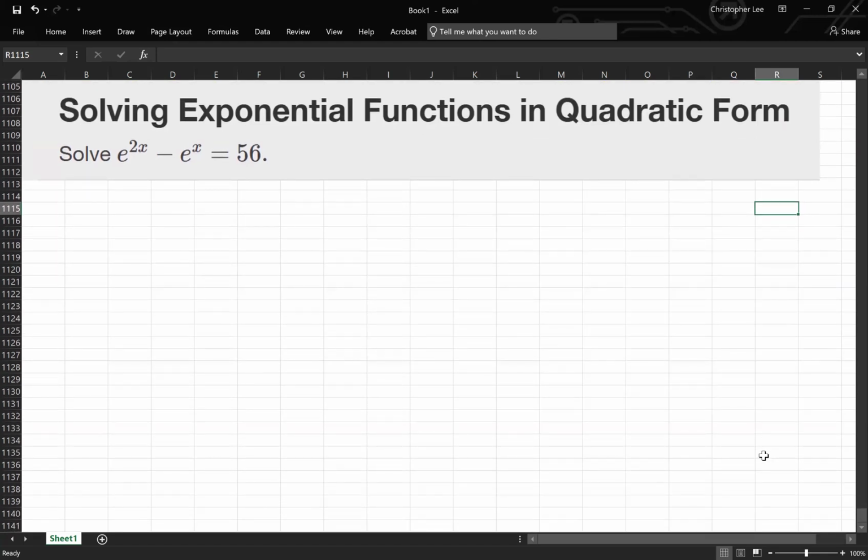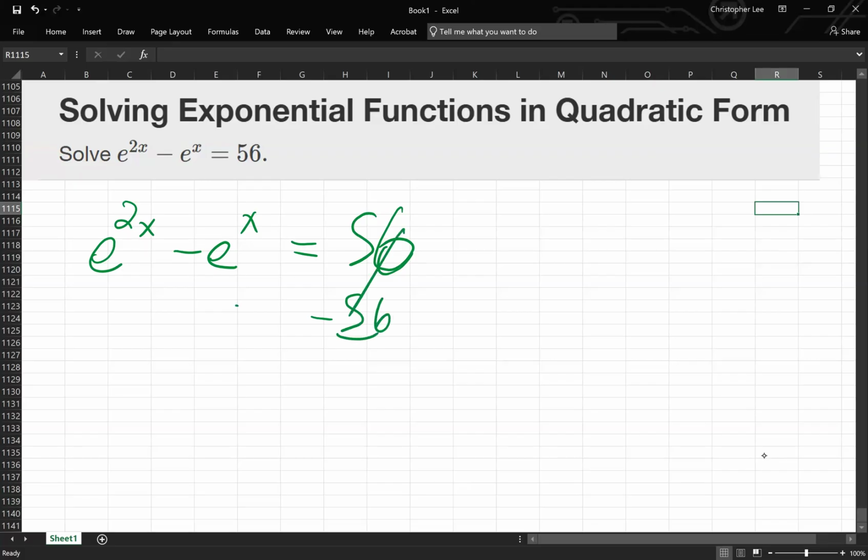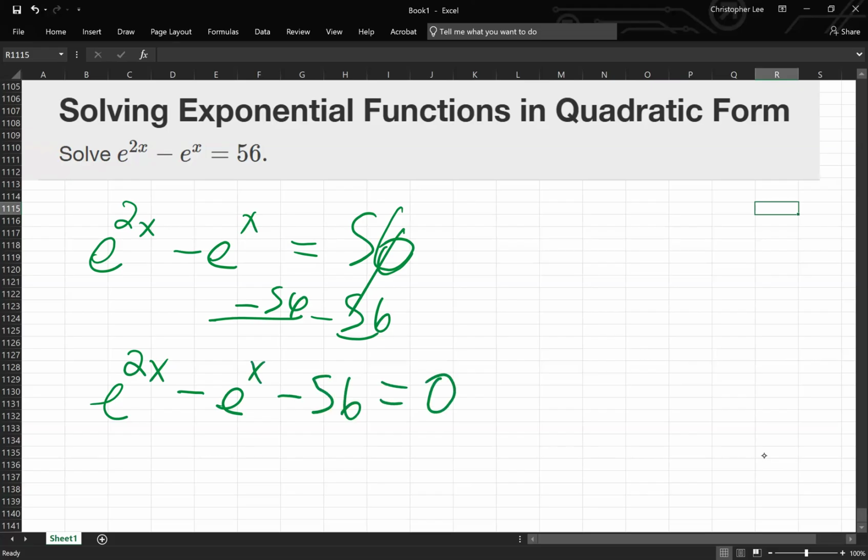Let's try this out. I have e to the 2x minus e to the x is equal to 56. First thing I want to do, subtract 56 from both sides. Now I have e to the 2x minus e to the x minus 56 is equal to 0. Right after that, you want to factor this, right? Give me two numbers that multiply to 56 and add up to -1.